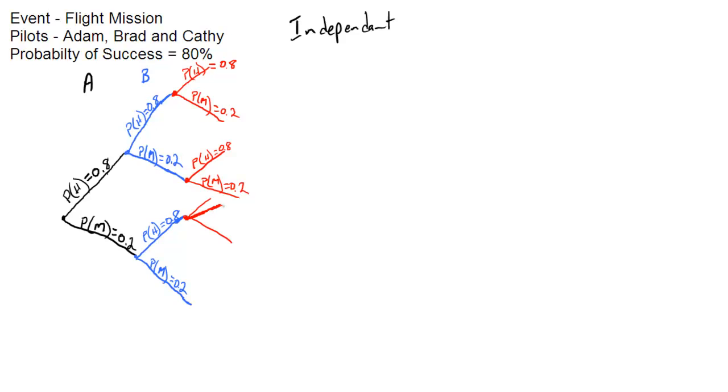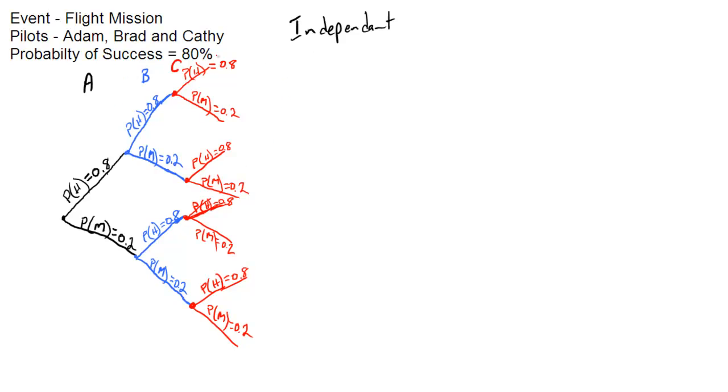Let's go out this way. The probability of hitting, 0.8. The probability of missing, 0.2. And finally, Adam and Brad both missed. Then Kathy could be the probability of hitting, still 80%, and missing is still 20%, or 0.2. So this is C in this red here. So Adam, Brad, and Kathy.